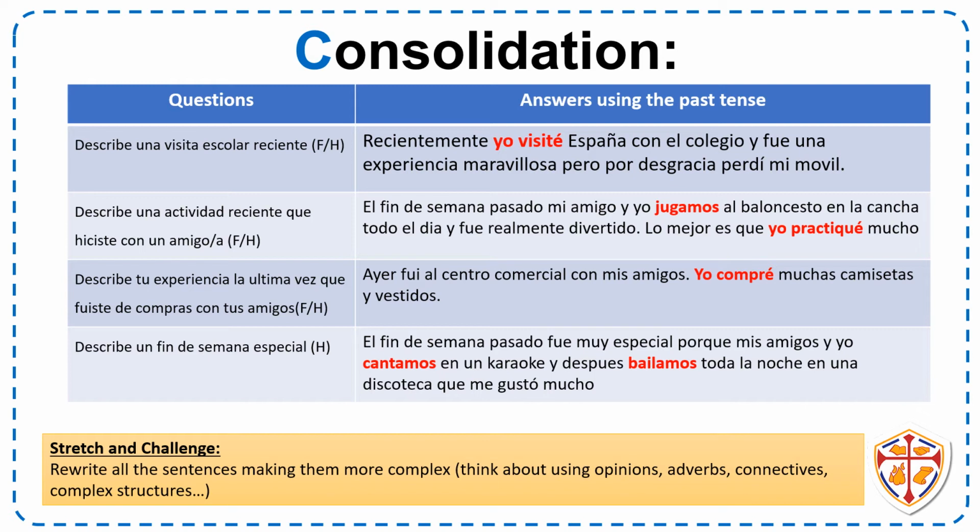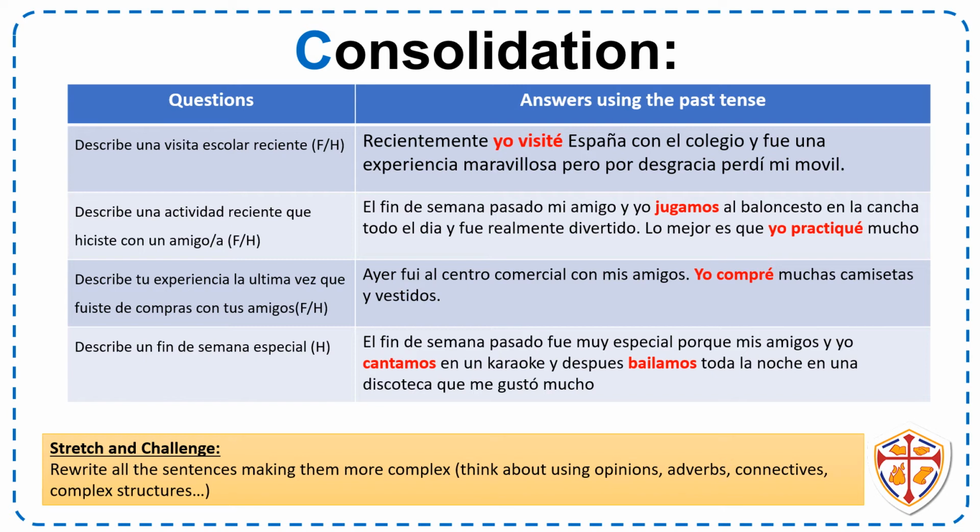And the answer says, recientemente yo visité España con el colegio y fue una experiencia maravillosa, pero por desgracia perdí mi móvil. As you can see here, we've got different past tense verbs in this sentence. The first one you have is yo visité, I visited. That comes from the infinitive visitar, AR ending, regular verb. But then you also have other verbs in past tense as well, such as fue, it was, and perdí, I lost, mi móvil, my phone.